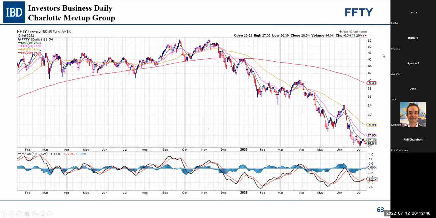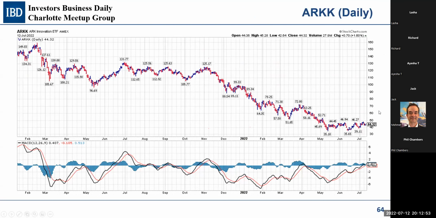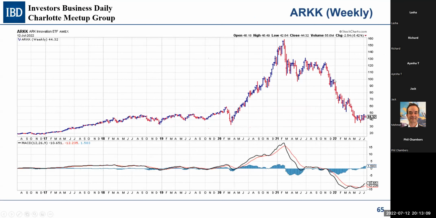Okay, and FFTY we touched on earlier, our growth names, not getting much of a bounce, not participating much last week. The ARC funds, they were the darlings of growth and speculative names, are still plodding along the bottom here on a weekly basis, just to give some context about how precipitous that decline has been. They didn't quite undercut the low of COVID, but they've given back everything and then some since COVID.